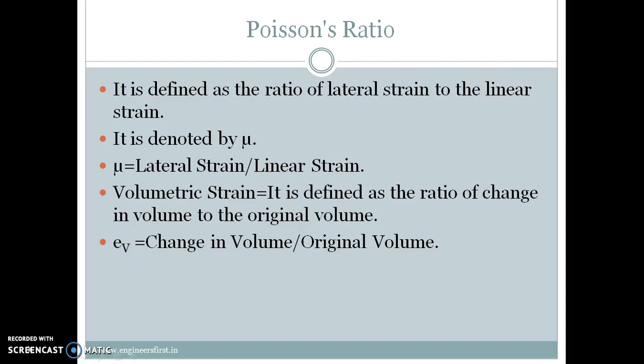Now, what is that relation which gives you an idea about linear strain and lateral strain? It is the Poisson's ratio. It is defined as the ratio of lateral strain to the linear strain. It is denoted by the letter mu. So mu, or Poisson's ratio, is given by the ratio of lateral strain to the linear strain. Generally, the value of mu varies between -1 to 0.5. The value may be 0 or the value may be negative.